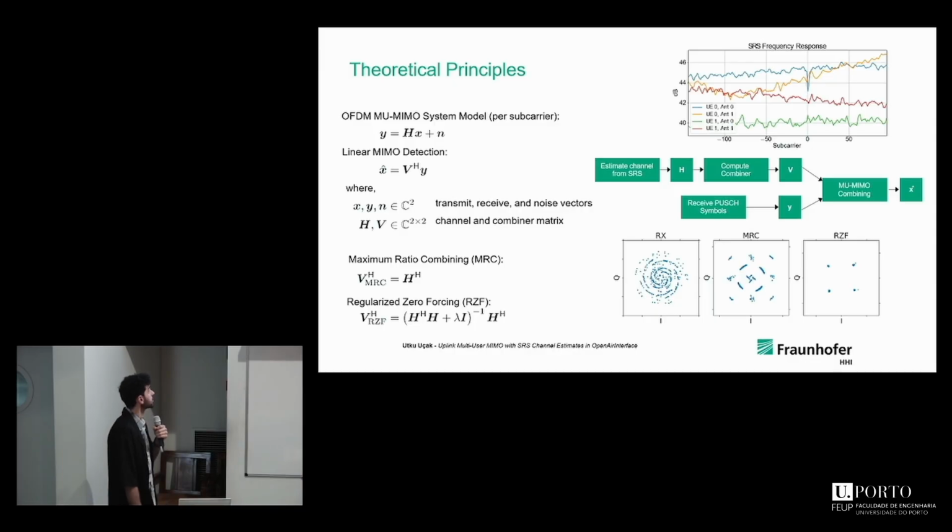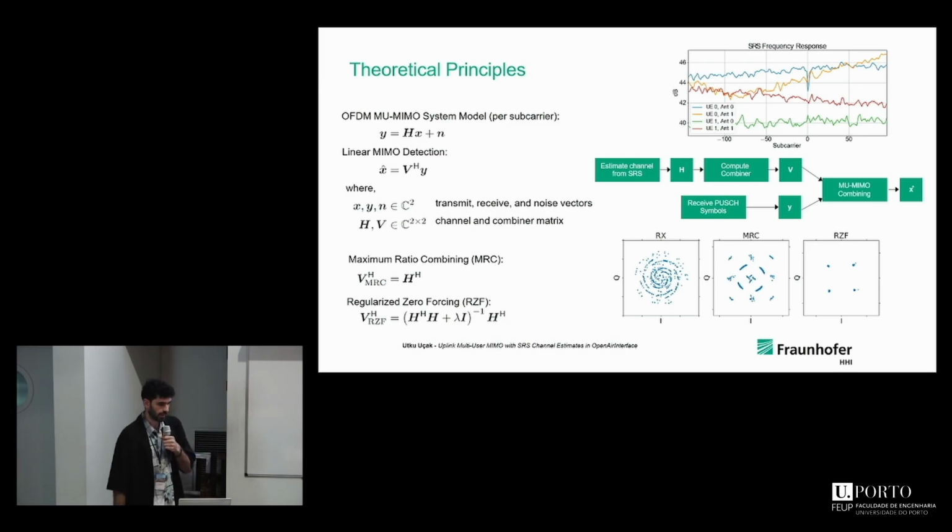And some simple theoretical principles of multi-user MIMO. The only equations in the slides: we have this simple subcarrier-based system model, where the transmit vector transmitted from the UEs goes through the MIMO channel, and then we would like to do linear MIMO detection by doing a linear operation. We considered two simple textbook cases of combiners, namely maximum ratio combining, or matched filtering, and regularized zero forcing, as you can see.